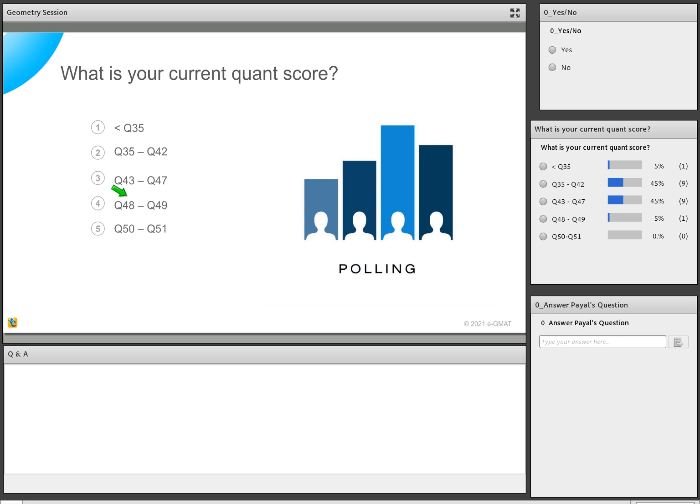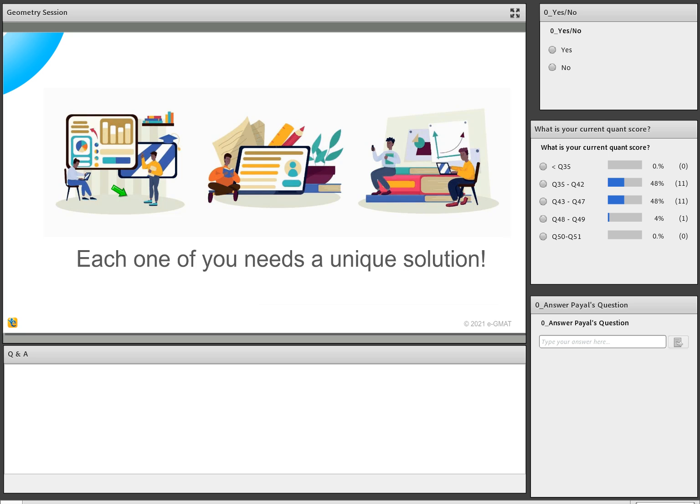Okay, let me broadcast the results now. There are some of you who are under Q43, then there are some who are between Q43 and 47, and then some between 48 and 49. Now, it's very obvious that each one of you needs a unique solution. One size fits all does not work.